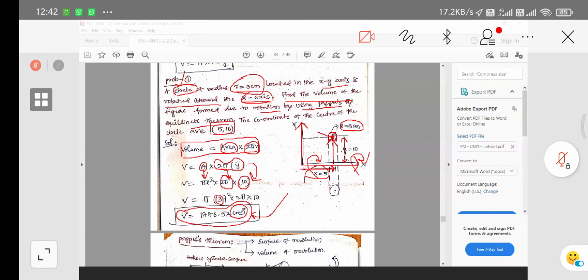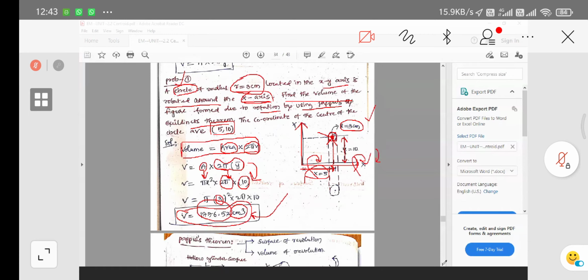This volume is generated by revolving a circle of 3 centimeters radius about the x axis, with the centroidal coordinates of the circle being 5 comma 10. Then only we get this much volume of generation. We get a circular ring as a solid object with 3 centimeters radius, or otherwise 6 centimeters thickness. 6 centimeters thickness, because it is the diameter.